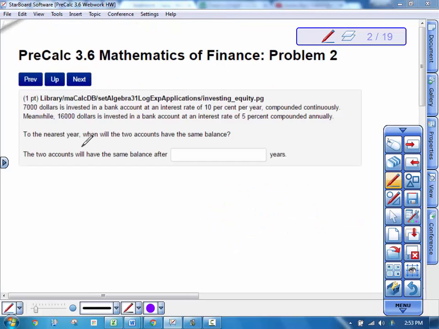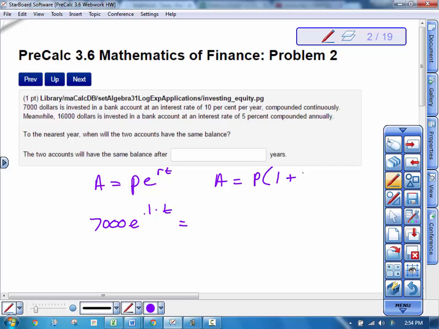The next problem says $7,000 invested in a bank account with an interest rate of 10% per year compounded continuously. So the continuous formula is some amount times e to the RT. So we're going to invest $7,000 there times e to the 10% per year would be 0.1 times t, and we want to know when that's going to be equal to our other formula, which is compounded in this case annually.